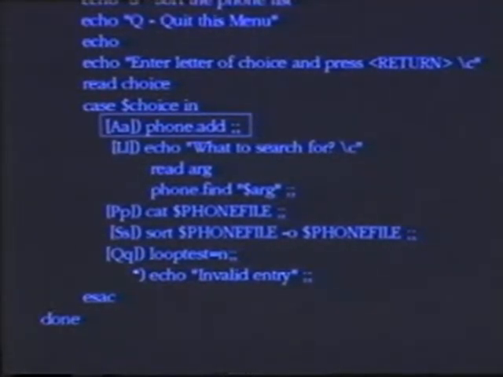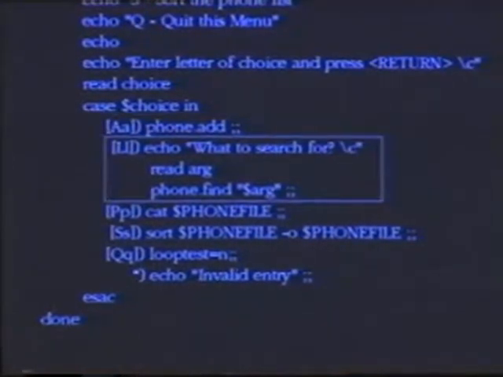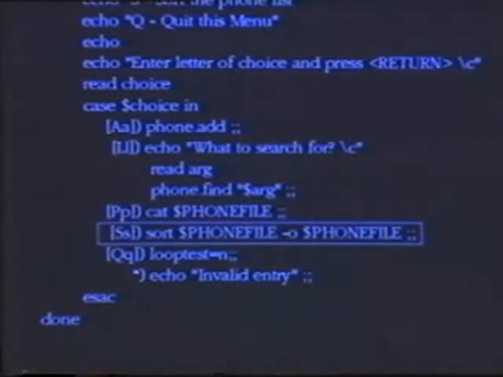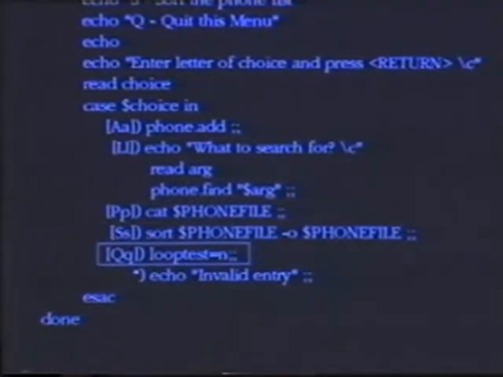If the user's selection is A, then we're going to run the script phone.add, which is the export-based version of phAdd. If the user selects L, we're going to prompt for the pattern to list and then send that pattern to phone.find, which is the export-based version of phFind. If the user selects P, we're simply going to cat out the phone list file. If they select S, we're going to sort the phone list file and using the dash O option of sort, put that sorted version back in the same file. If the user selects Q, we're going to assign our loop test variable to be n, which will break us out of the while loop that controls the repetition of the menu.